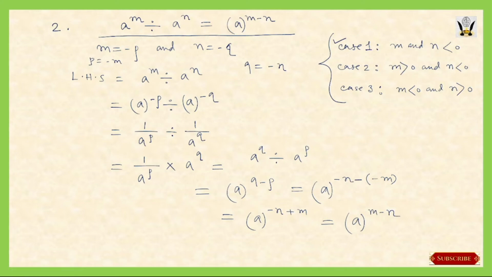So the second rule will be the same for both the cases. Now we will go to the third rule. The third rule, what we learned in case of positive exponent, says that if it is a to the power m, where a is a non-zero rational number as base and m is a positive exponent, and if we take that result and raise it to another exponent n, then it will be equal to a to the power m multiplied by n, or we can say a to the power n multiplied by m.